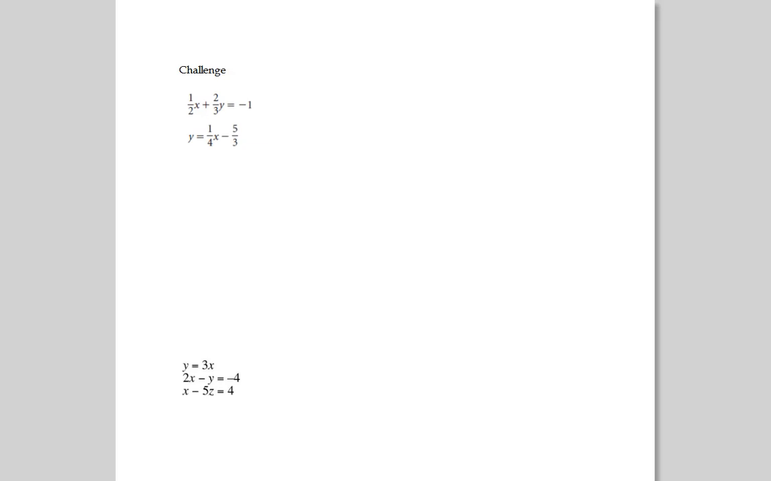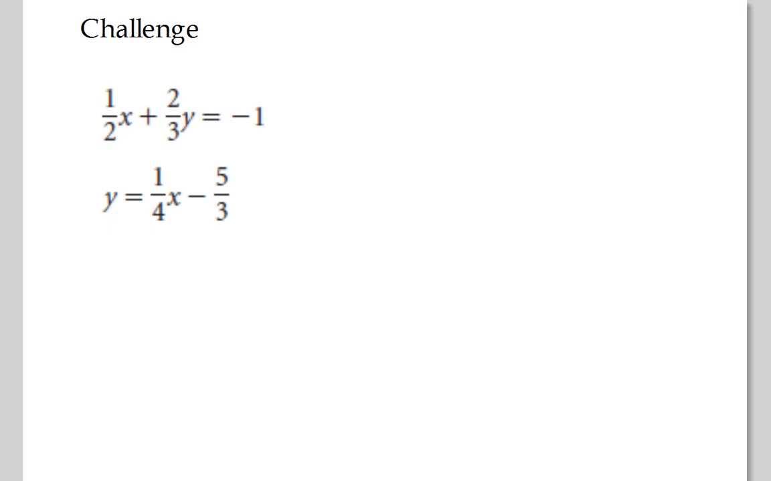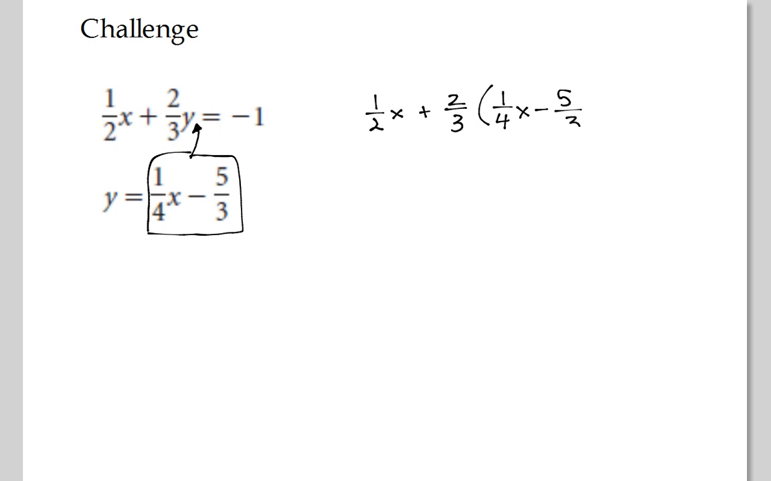Okay, so these ones are difficult. This is why I called them challenge questions. So you'll have to just bear with me here, especially the fraction work. So they have an expression for y already. Y is already isolated. So I'm going to substitute it in right here. So you have 1/2 x plus 2/3 y, where y is 1/4 x minus 5/3. And this is going to equal negative 1.